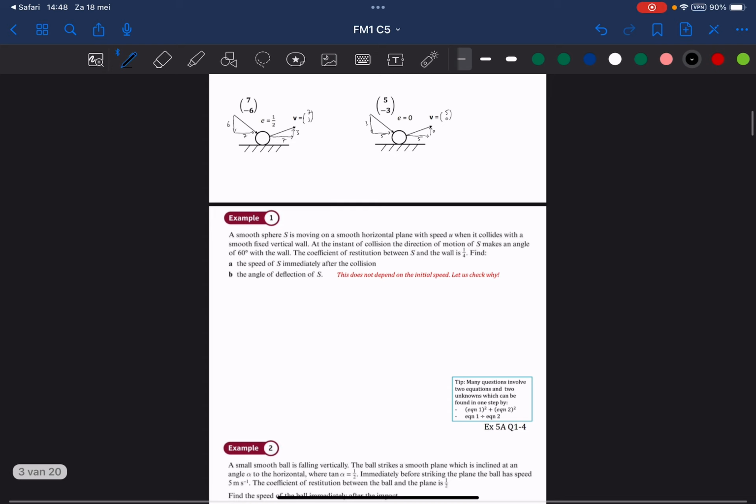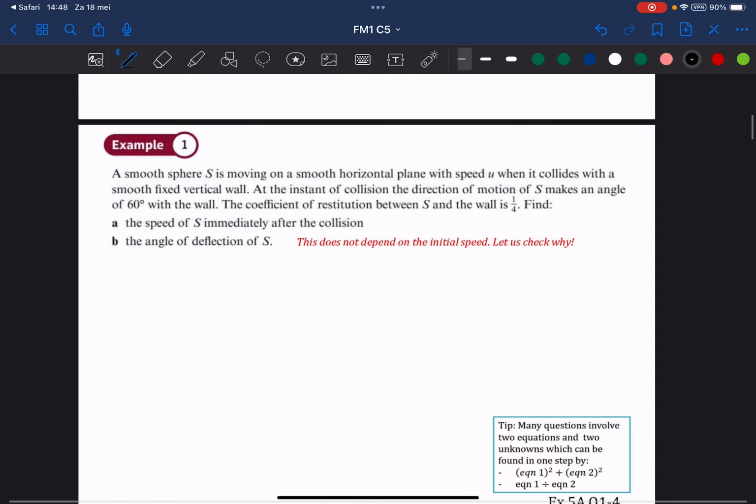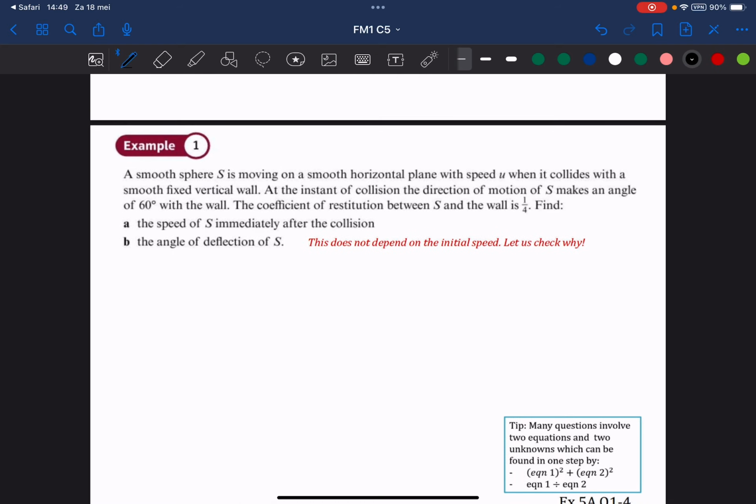So then here's an example. We've got a smooth sphere S moving on a smooth horizontal plane with speed u when it collides with a smooth fixed vertical wall. At the instant of the collision, the direction of motion of S makes an angle of 60 degrees with the wall. The coefficient of restitution between S and the wall is a quarter. We want the speed of S immediately after the collision and the angle of deflection of S, which will not depend on the initial speed.